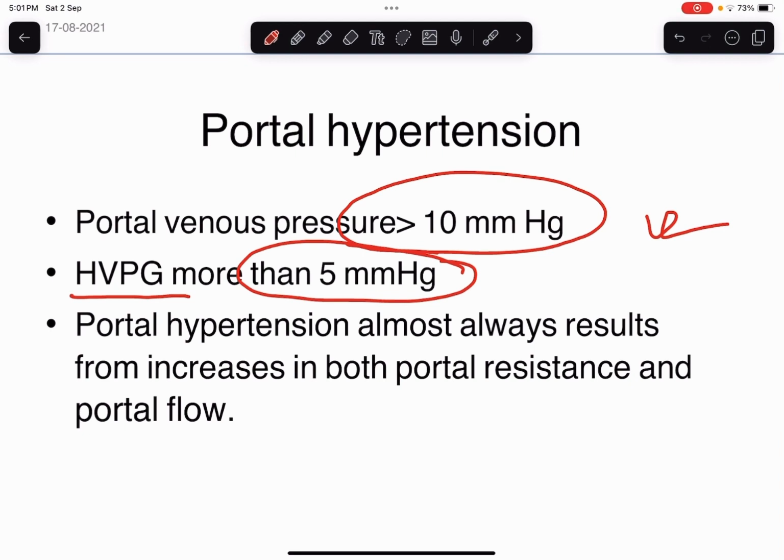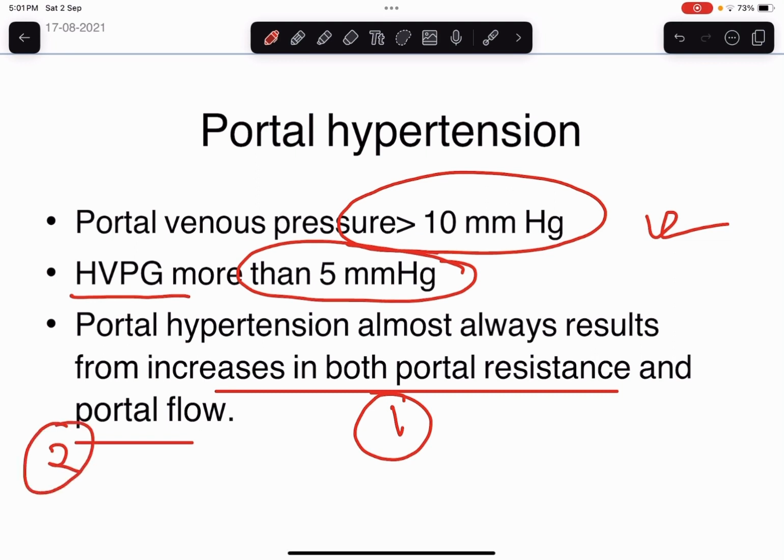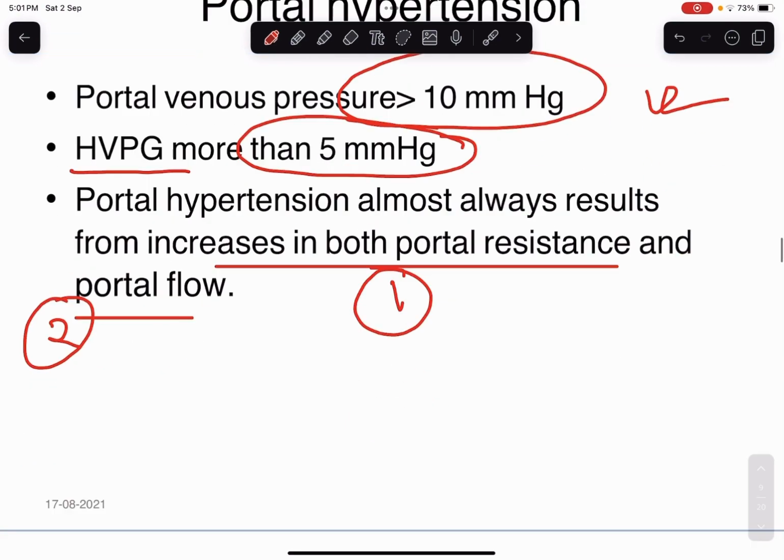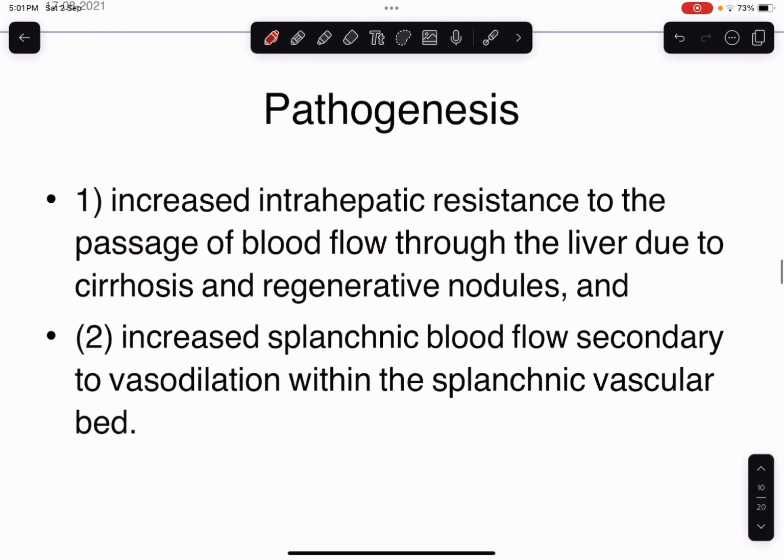Portal hypertension almost always results from increases in both portal resistance and portal flow. That means pathophysiologically there can be two factors which result in portal hypertension. First one is resistance inside the liver to the blood flow, and second is the increased portal flow. So these two are the important underlying pathophysiological mechanisms for portal hypertension.